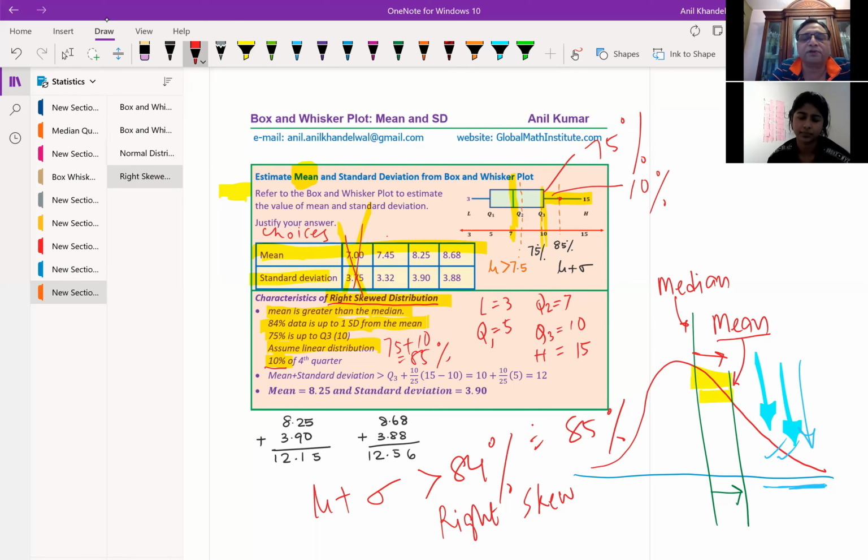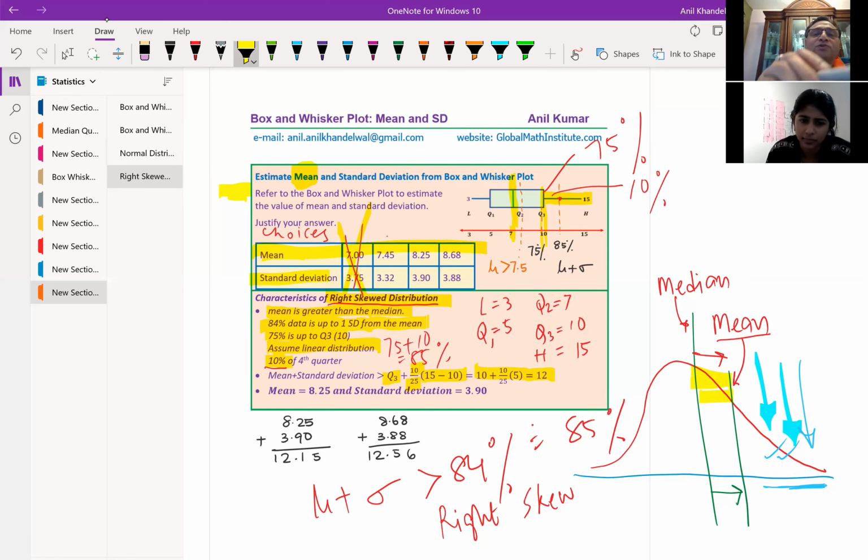We used our formula, which is Q3 plus 10 over 25 times 15 minus 10. This is 15, the highest value, and 10 is Q3. When you calculate, you get a value which is 12. So the sum of mean and standard deviation is 12. That is what we estimate. You get the idea, right?